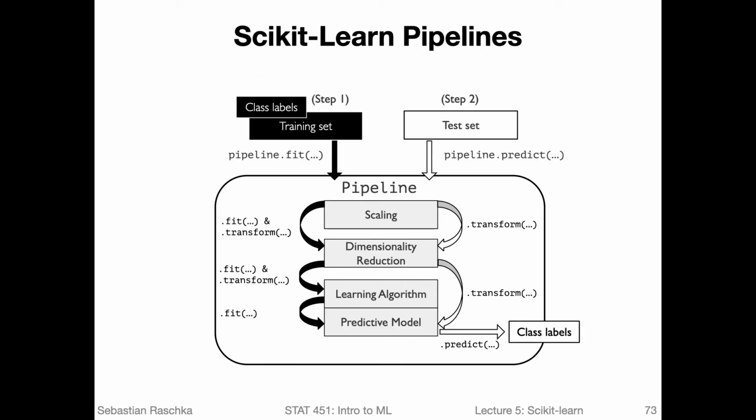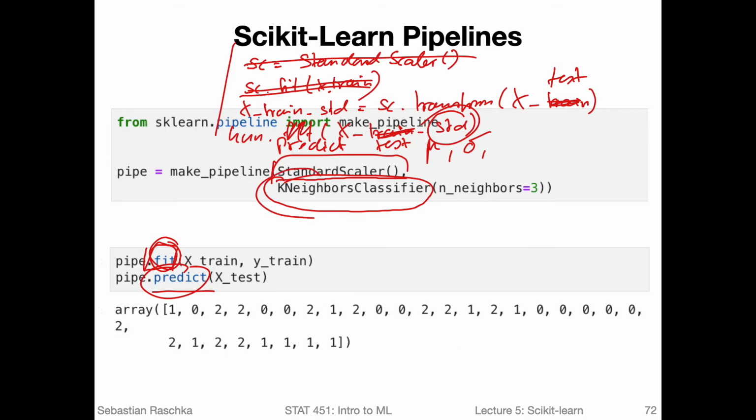So here in the flowchart, it's again highlighting what's going on. So you as the user, you only use fit and predict. So you use fit to fit the training set, and then you call predict to use the parameters like the scaling learned from the training set and the predictive model learned from the training set to make predictions. And also note that you call fit, but internally the pipeline will call also transform. So there's one convention in a pipeline that the last step is the classifier. So the last step is a learning algorithm or object like the k-nearest neighbor classifier here.